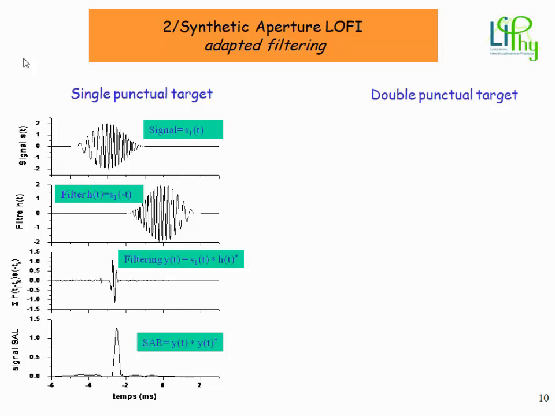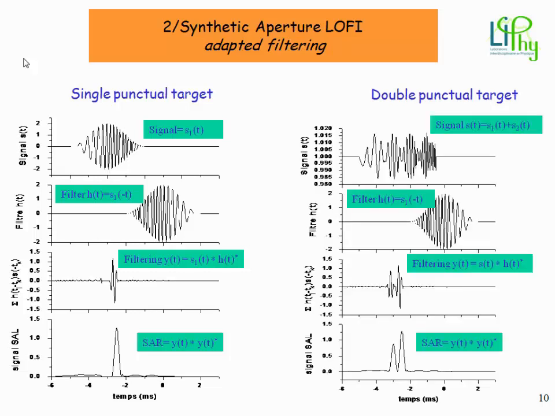And for a single punctual target, the adapted filter is simply the time reversal of the signal, as we can see here. And finally, the synthetic aperture signal, which is simply the modulus of the correlation calculation between this signal and this one, is shown here. And as we can see, if we compare now the upper graph with the lower graph, the synthetic aperture process allows to compress the time response of the reflected signal and therefore allows to increase the resolution.